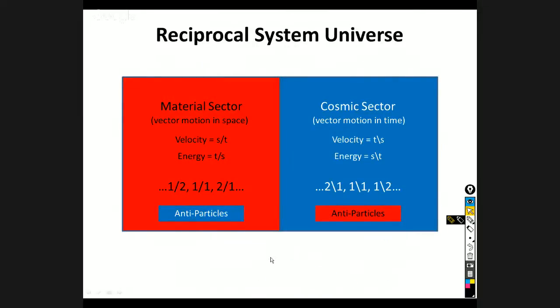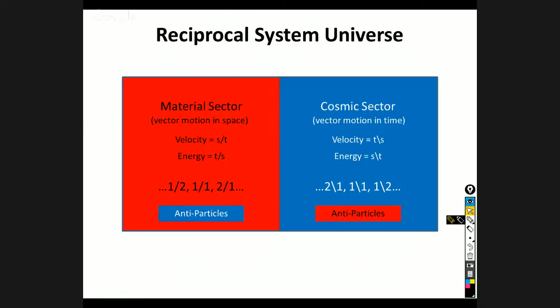because it turns out that we can then get 2 sectors out of our universe: the material sector and the cosmic sector. And in the material sector, vector motion is in space, but in the cosmic sector, vector motion is in time. In the material sector, we write velocity as space over time. But in the cosmic sector, we write velocity as if it's viewed from our material sector as T over S, and we call that energy.